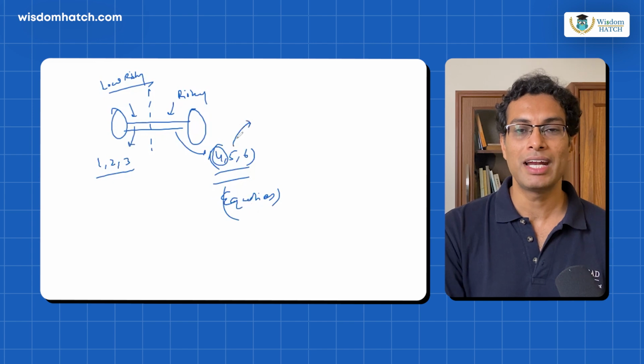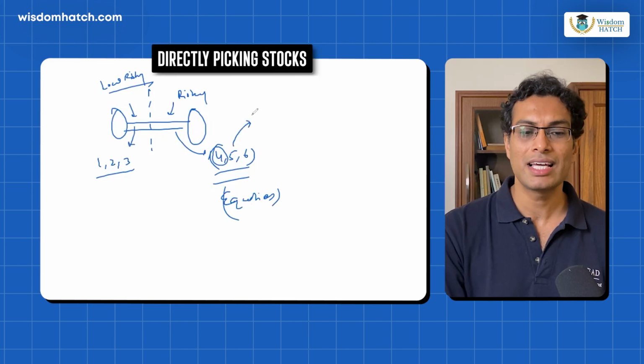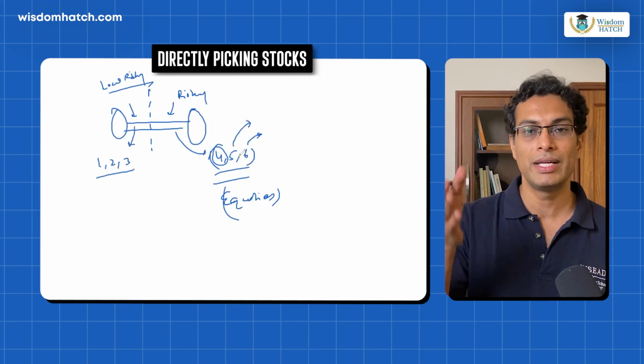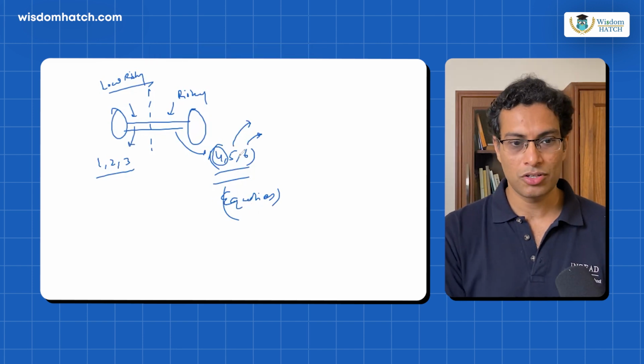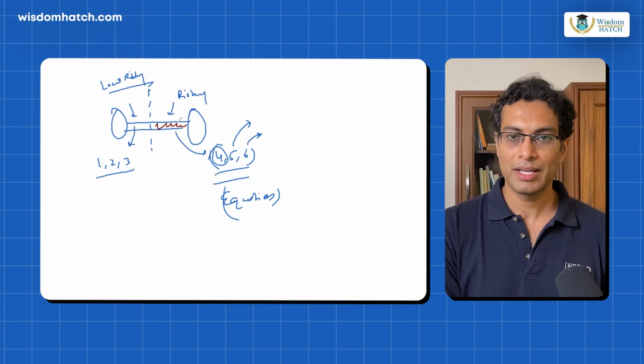Now for him, he might be picking stocks directly, right? So these are slightly higher risk assets, which could be individual, direct, large cap stocks. Then he might pick some small cap stocks also. So this part of the barbell becomes risky.